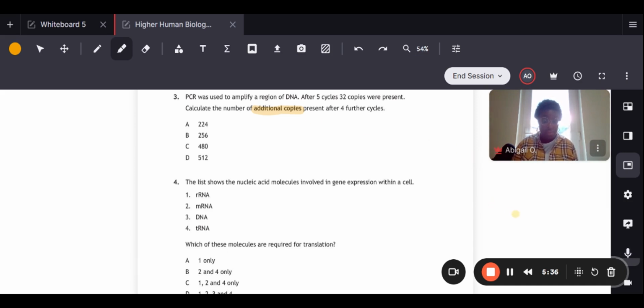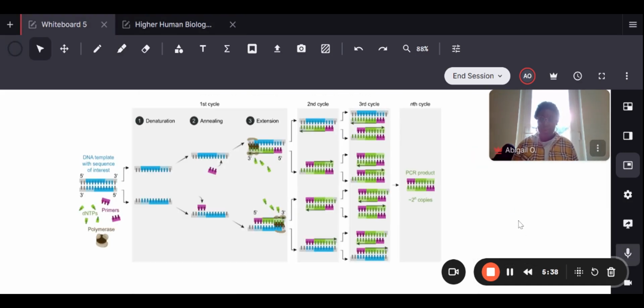So just to remind ourselves, this is an image that talks about the process of PCR. We know that we heat our DNA sample to a certain temperature, we cool it down, and then we heat it up again. It's all about the adding of the primers. Not exactly what this question is asking about. So we're going to look at this part of the diagram.